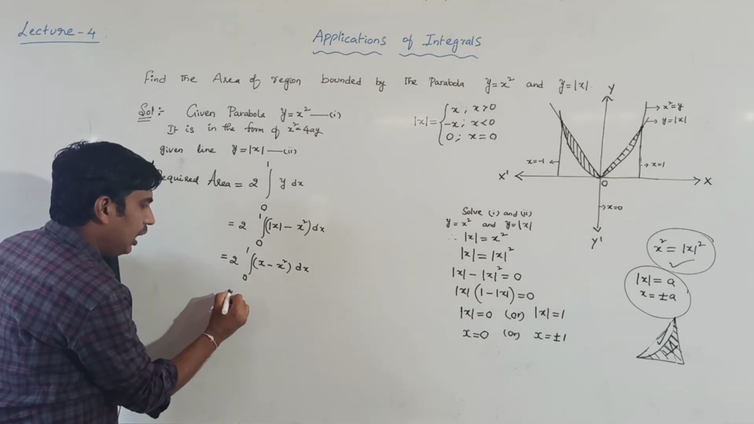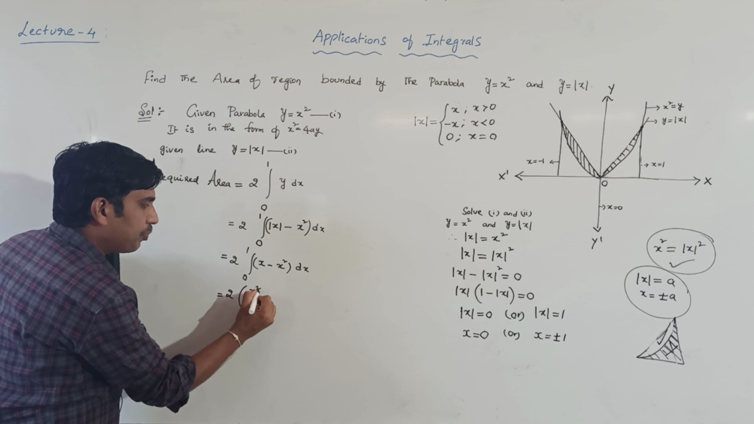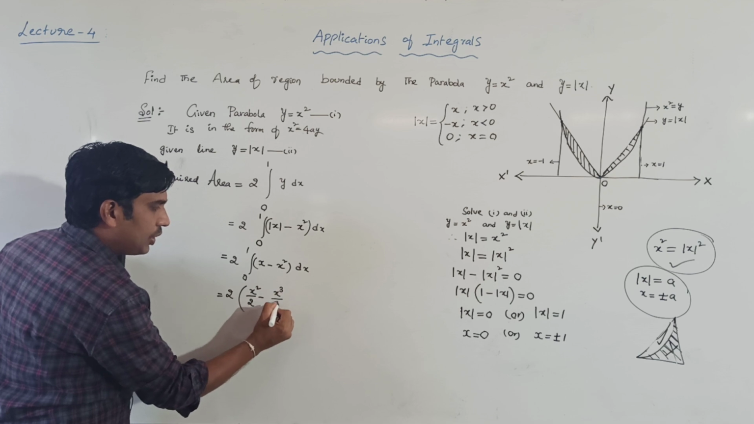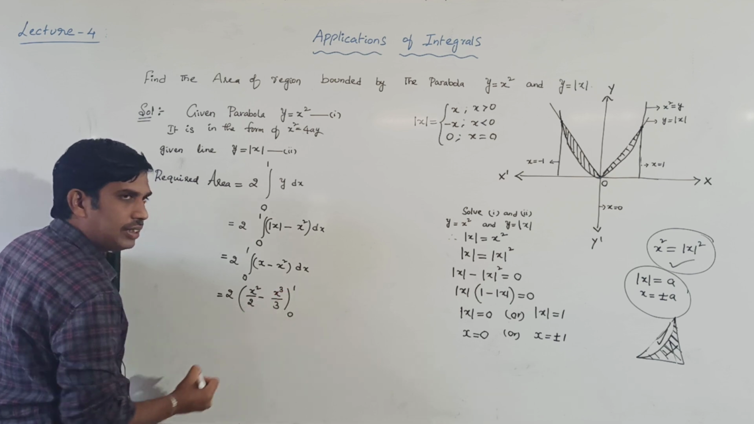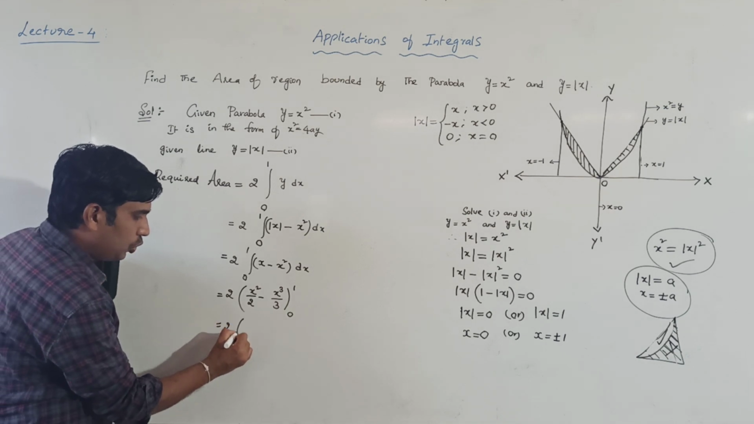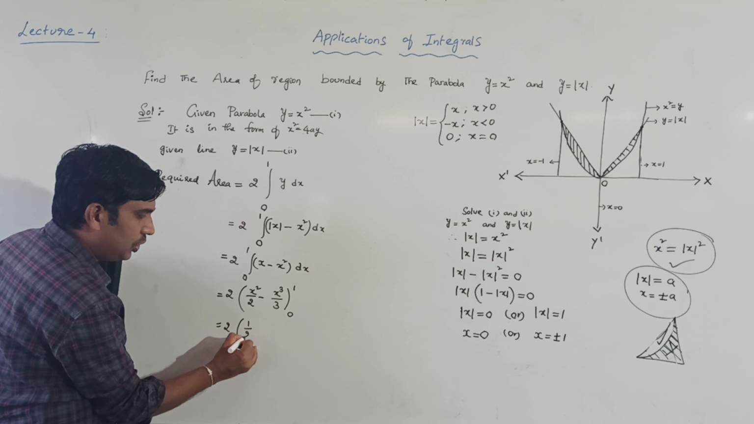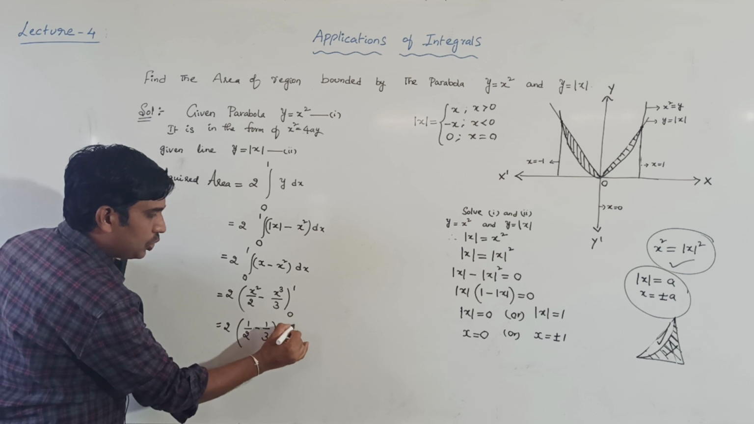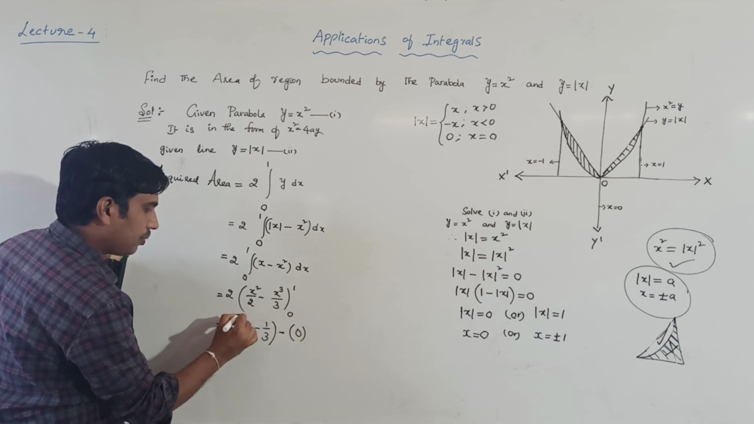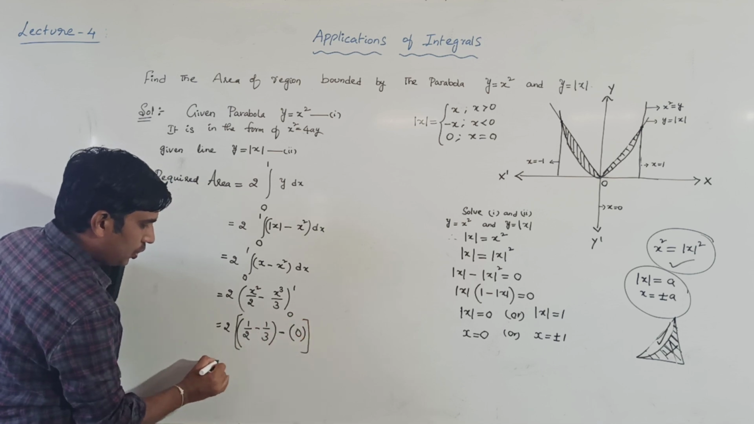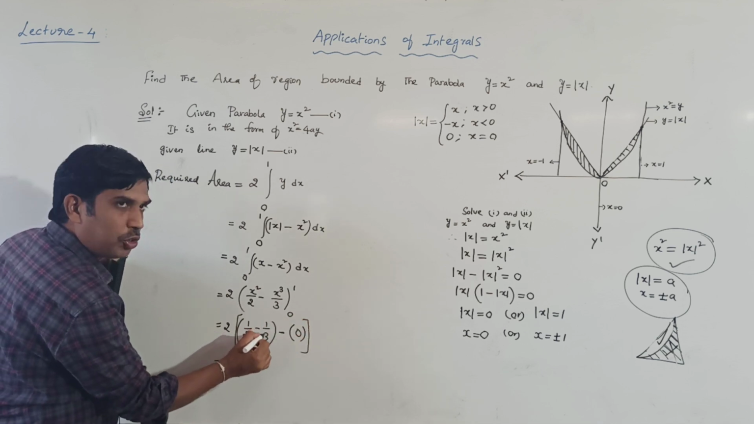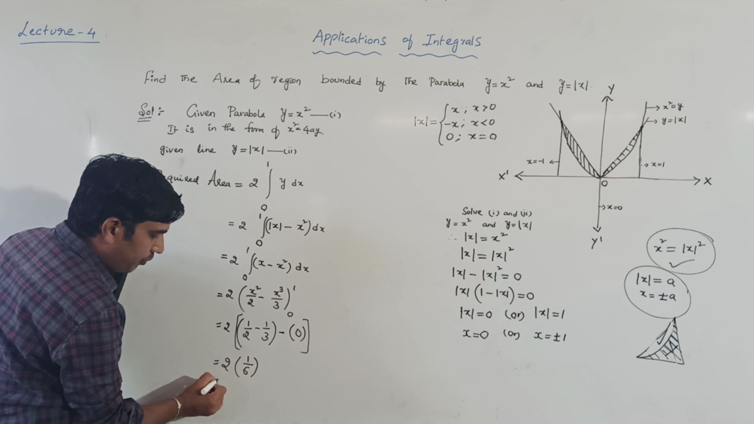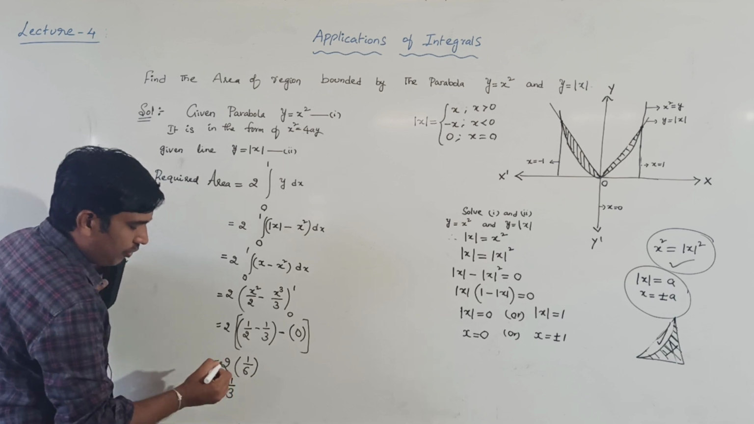So evaluate that integral. 2 into, the integral of x is x square by 2, minus the integral of x square is x cube by 3, with limits from 0 to 1. Evaluate: 2 into, substituting the upper limit we get 1 by 2 minus 1 by 3, minus the lower limit substitution which gives 0. So 2 into 1 by 2 minus 1 by 3 is 2 into 1 by 6. Therefore the answer is 1 by 3.